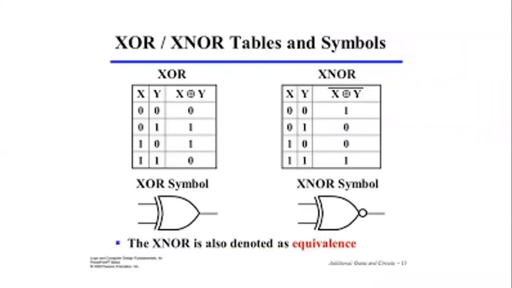Now here they have very clearly shown the difference. XOR is X plus circle Y, and XNOR is X XOR Y complement. And what is the difference between both of them? Only a NOT gate is placed in front of XOR to make it XNOR.